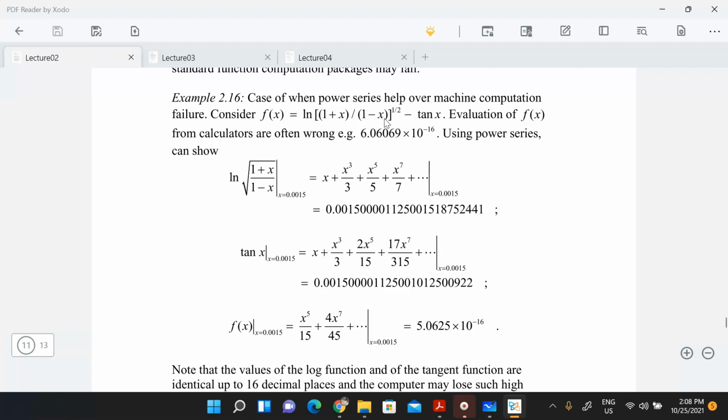Let me just show you. So this whole thing is actually a square root. So in other words, it's that thing. And then take the difference with tangent x at a particular point. So if one were to calculate this using, say, calculators, for example, you can do this. Please try this at home.